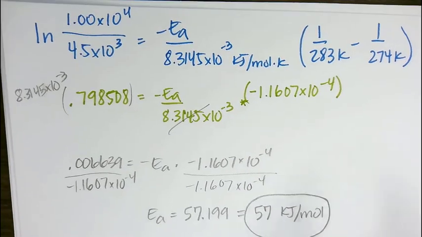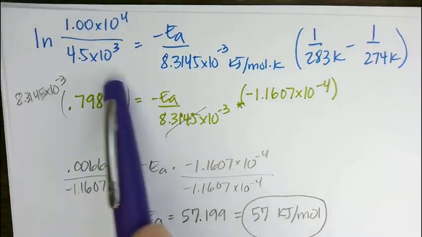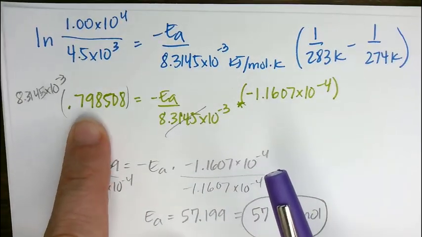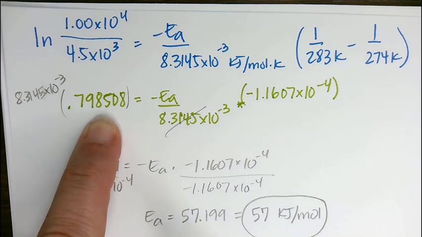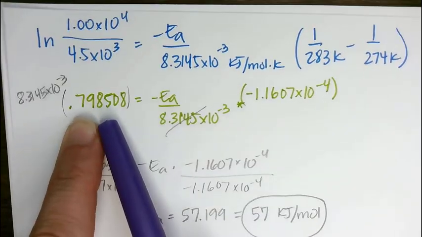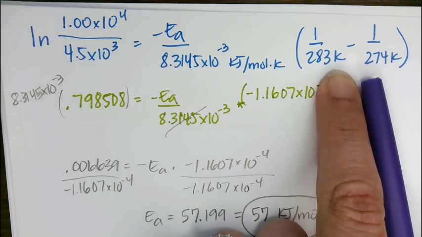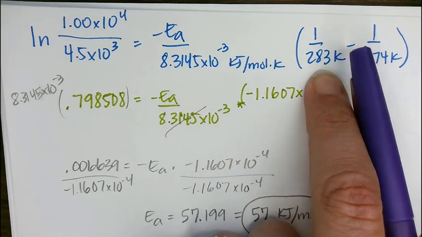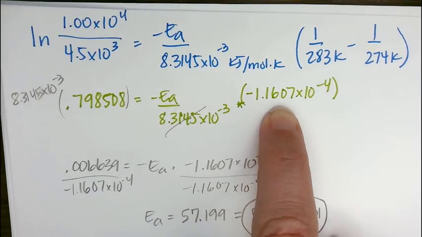I did the same thing where I simplified. I took the natural log of that divided by that, and I got 0.798508. I'm not going to do any rounding until the very end. So make sure, plug this into your calculator. Make sure that you get the same thing that I do. I did my temperature simplification. So I did 1 over 283 minus 1 over 274. And this was the answer I got for that.